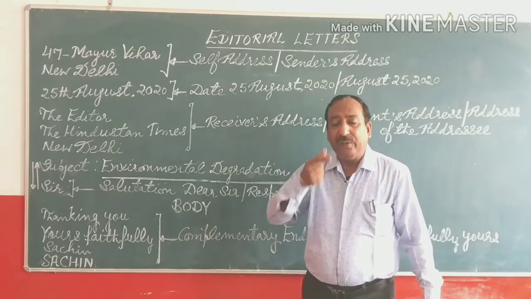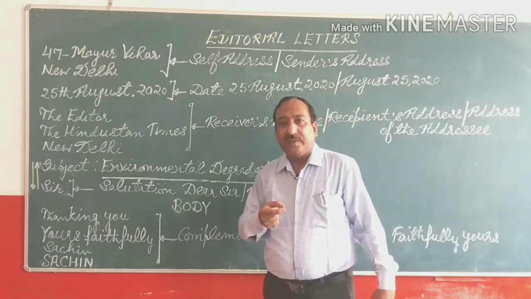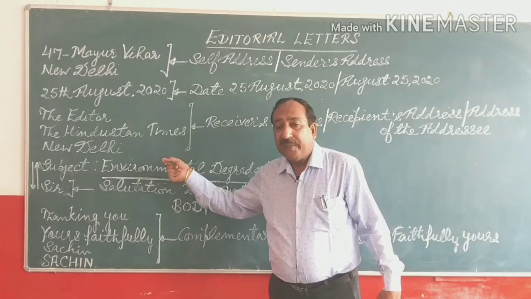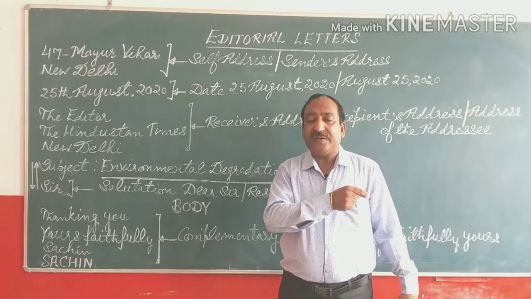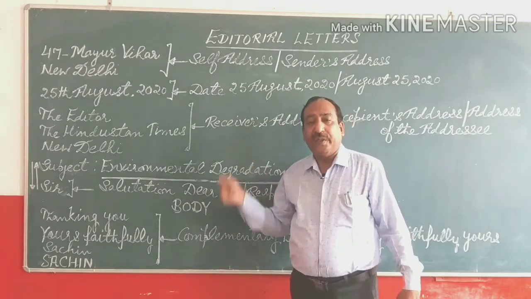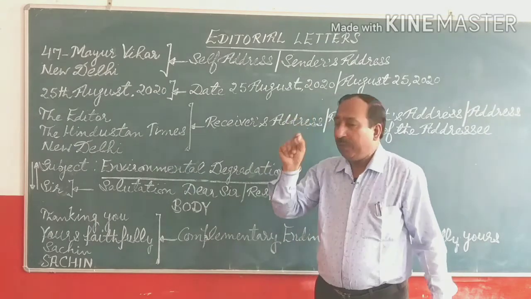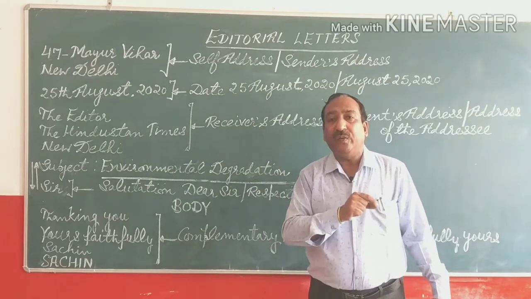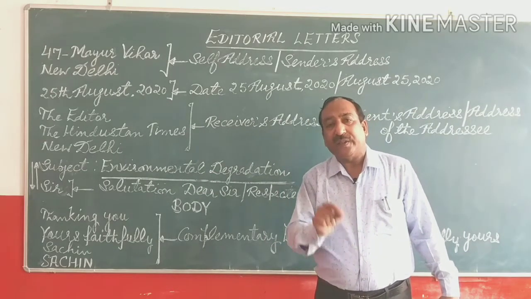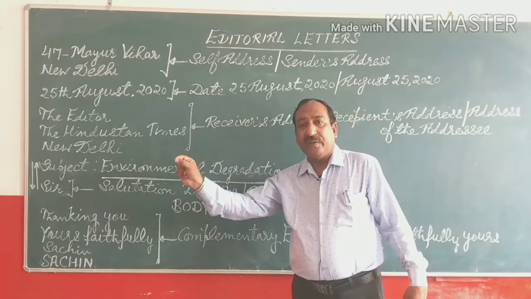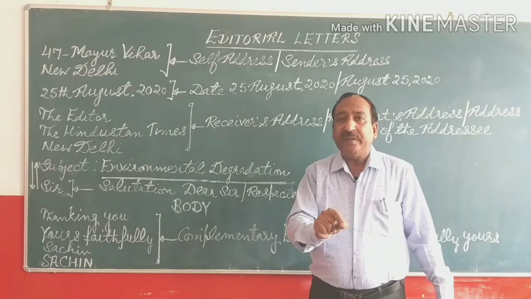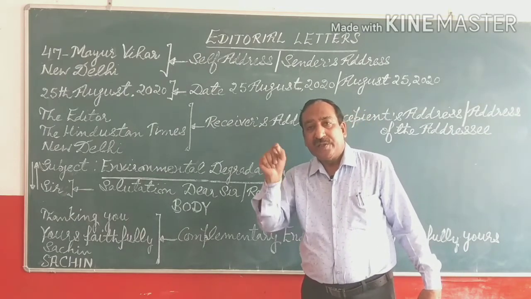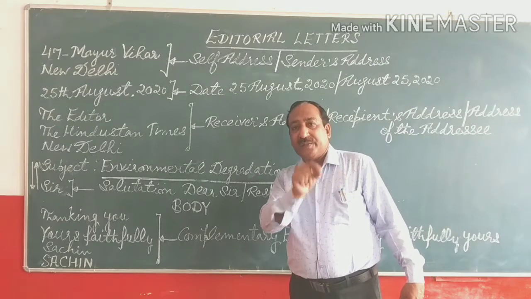One thing that is the most important is in the opening paragraph, the first paragraph. Generally what we do? We just like to draw the kind attention of the editor. But here, the editor has nothing to do with the problem. We have not to draw the kind attention of the editor. We have to draw the kind attention of the concerned authorities, or we have to make the general public aware of something. See, let me give you some examples.